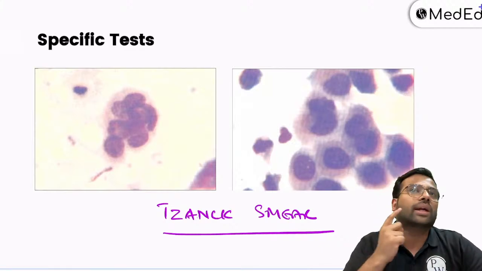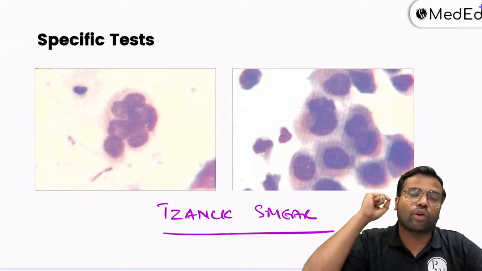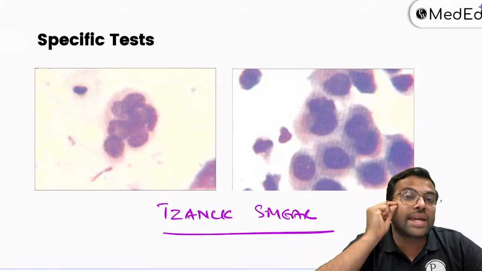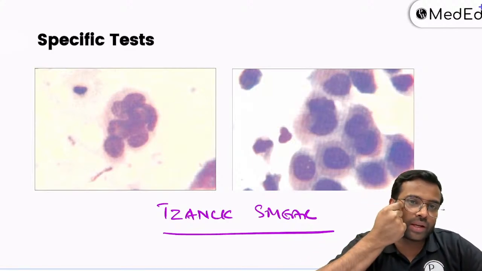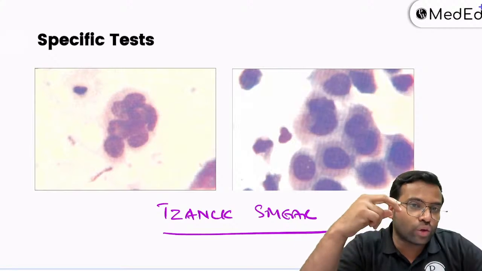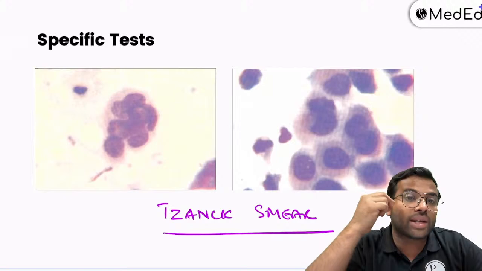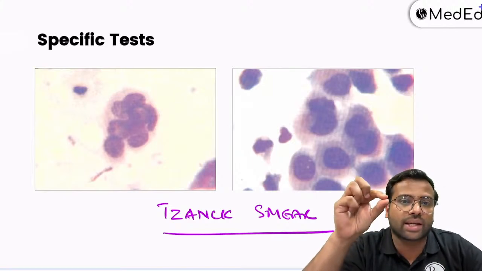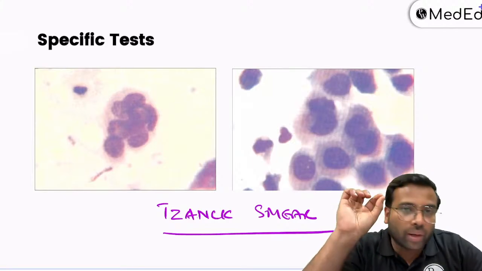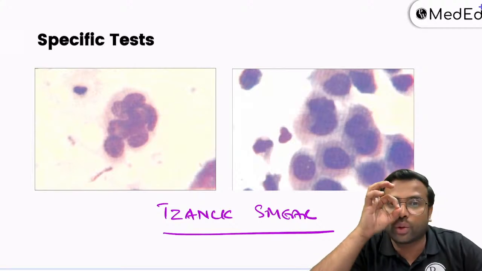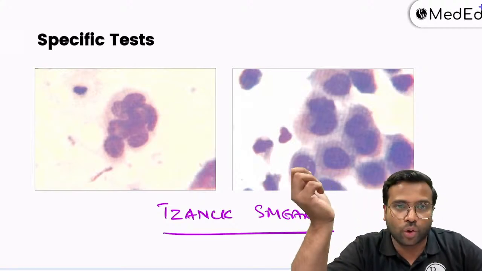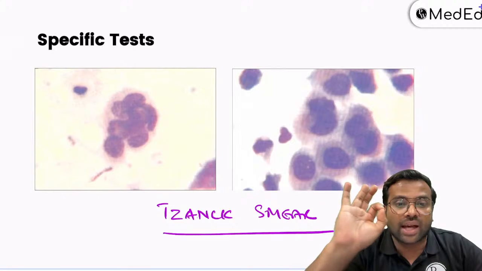Imagine that I am having a vesicle here over my face. I'm going to de-roof this vesicle, and you're going to take out the contents of this vesicle onto a glass slide. You apply a Giemsa stain and then you examine under the microscope. So this is called the Tzanck smear.